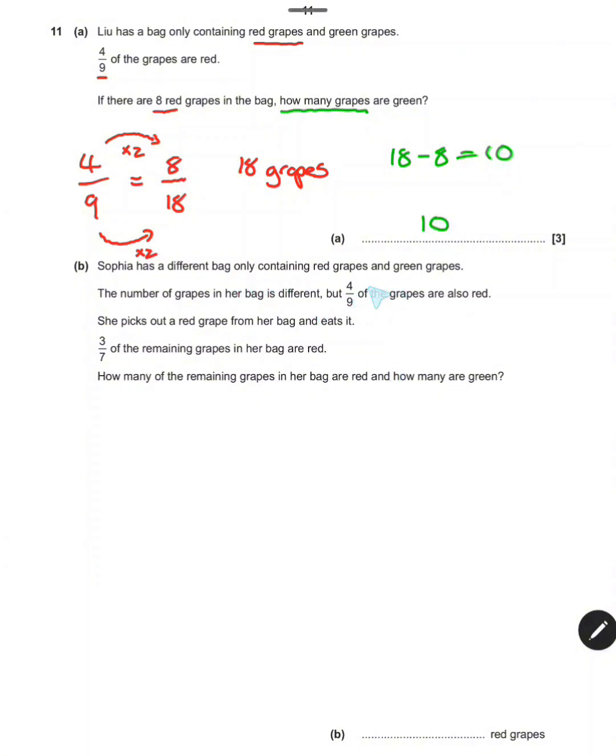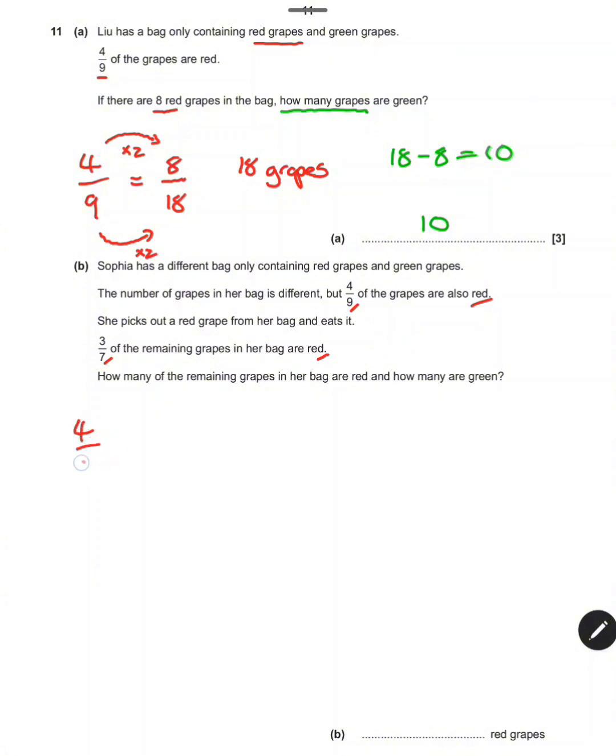Part B, we've got a different bag, still red and green grapes. It says the number of grapes is different to above, but we've still got 4/9 red. Sophia then picks out a red grape, and now we've got 3/7 red. And what we want to know is how many of each grape in the bag. Well, what's happened is we've gone 4/9 red to 3/7 red. And if we can work out the difference between those fractions, then we know that that difference is the 1 red grape that she ate.